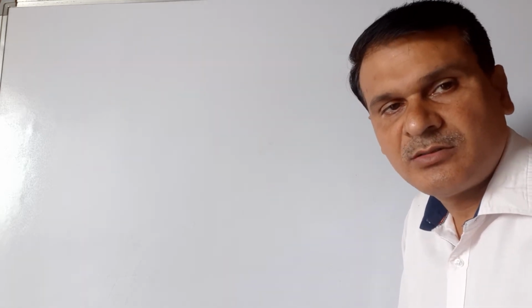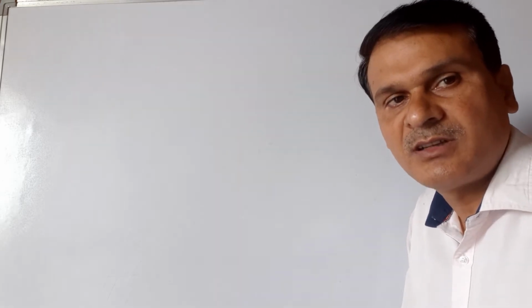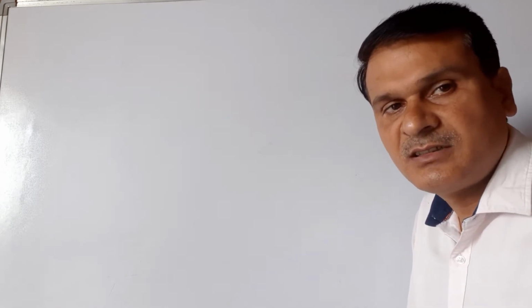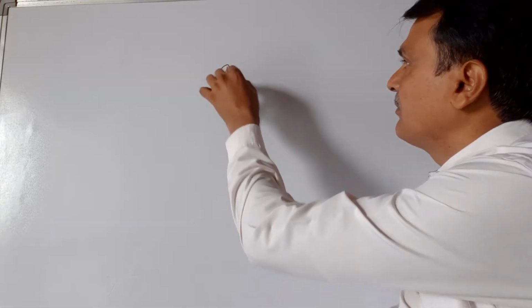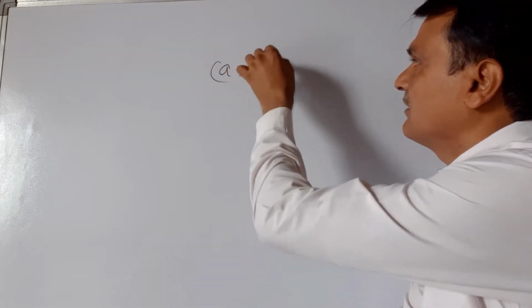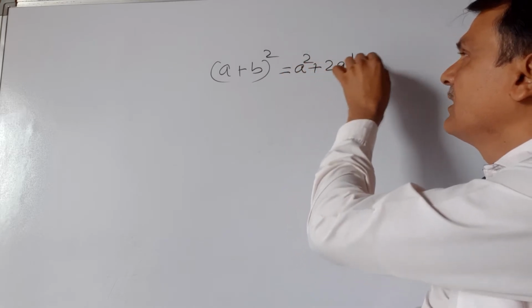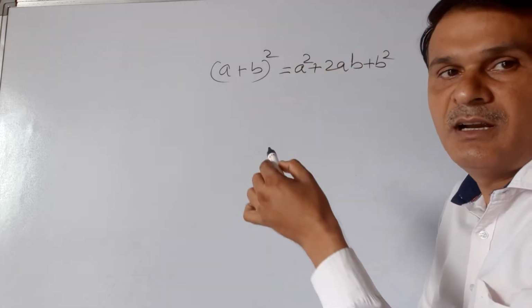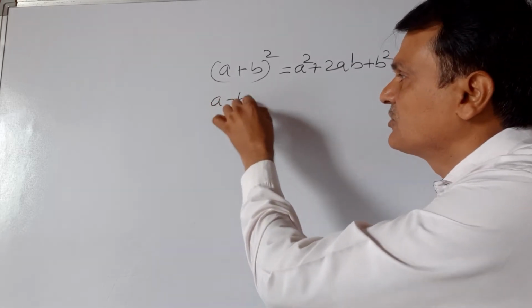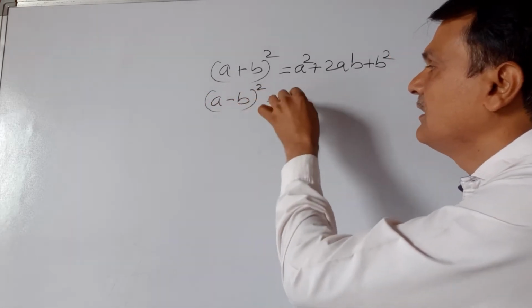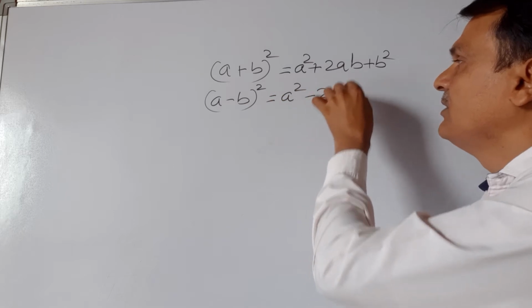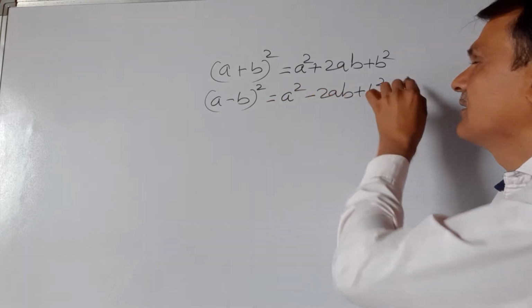In this video, we will try to find out the solution of a quadratic equation by the method of completing the square. For this, we need two standard identities: (a + b)² = a² + 2ab + b², and (a − b)² = a² − 2ab + b².